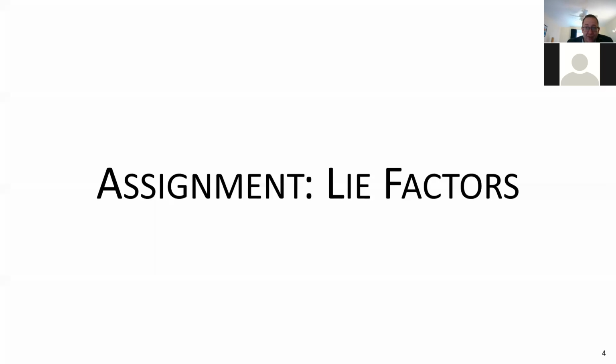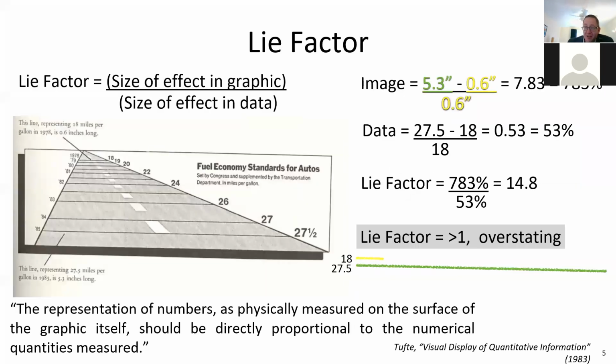And we looked at lie factors. Again, to remind you, just to show you what the data would look like, we talked about lie factors. It's the difference in the image between two measurements and the actual data difference between two measurements, and how off that is, right? They should be the same difference for both the visual and the data. And if they're not, I have a lie factor, either overstating or understating the value.